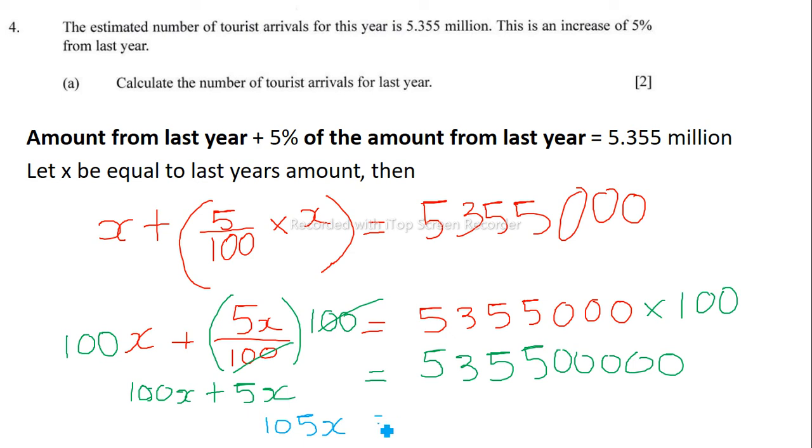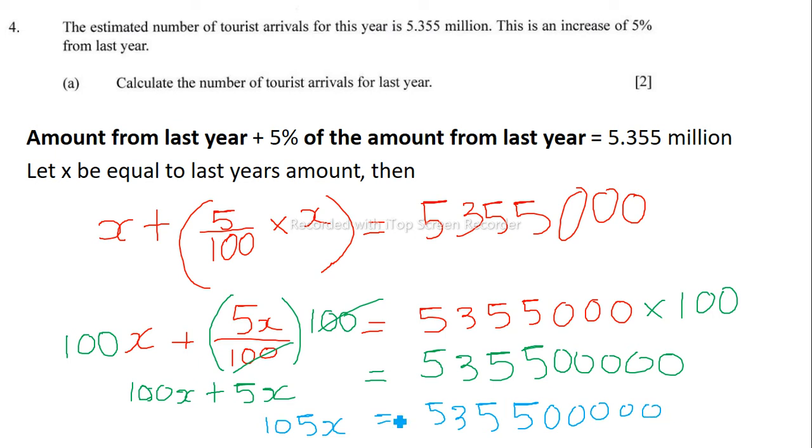Which equals 5, 3, 5, 5. How many zeros? 1, 2, 3, 4, 5 zeros.